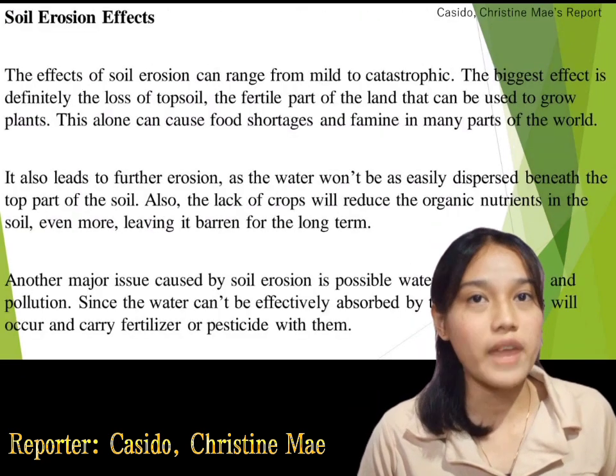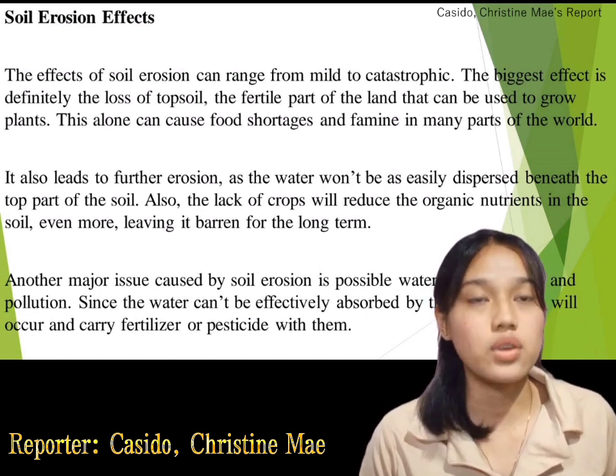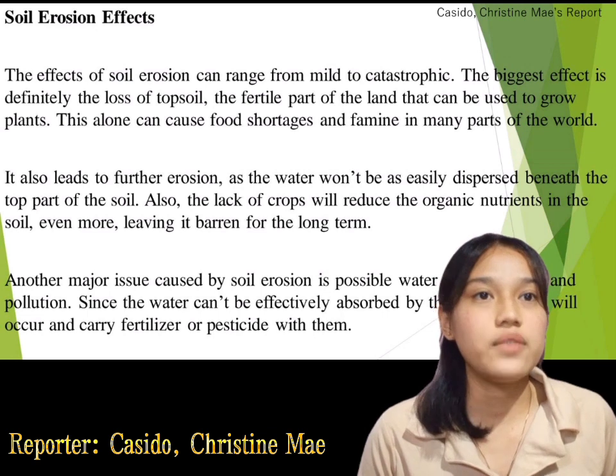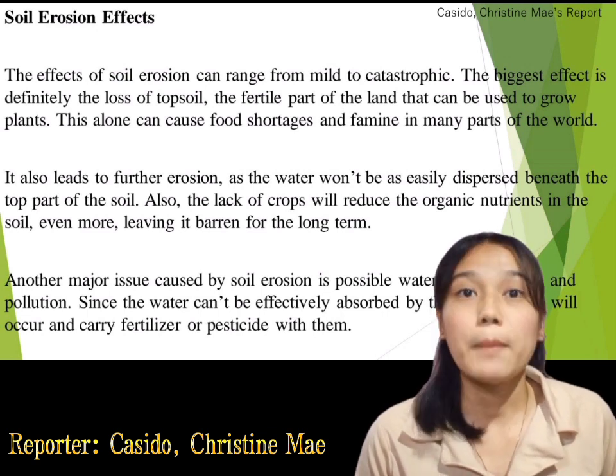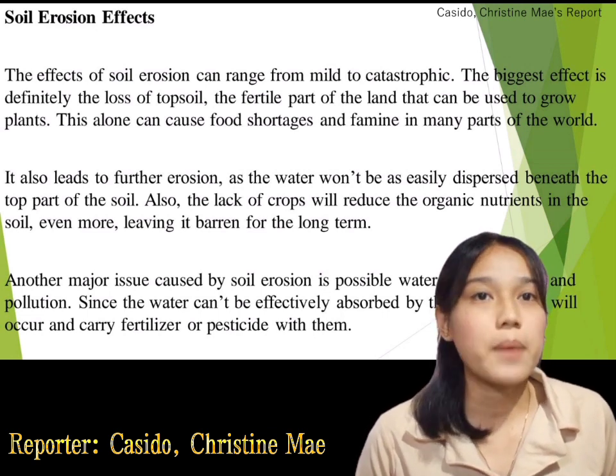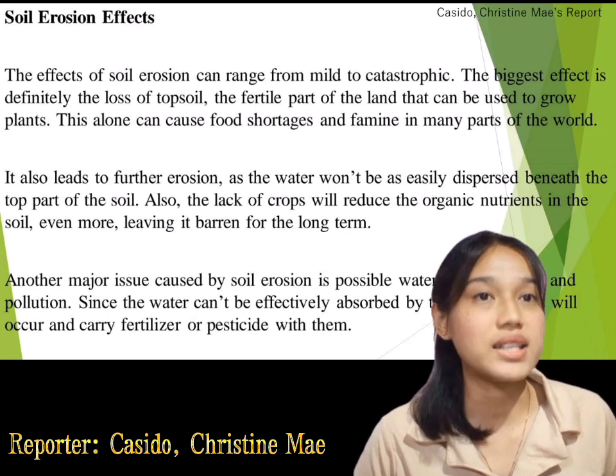The soil erosion effects. The effects of soil erosion can range from mild to catastrophic. The biggest effect is definitely the loss of the topsoil. Mawala na siya. It is the fertile part of the land that can be used to grow plants.